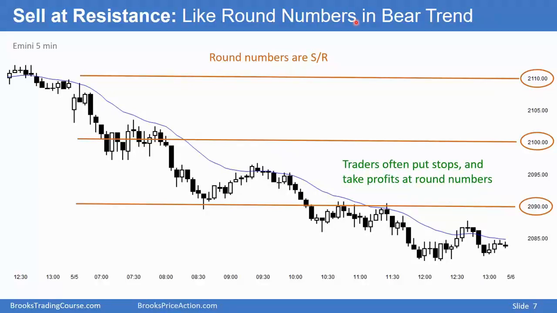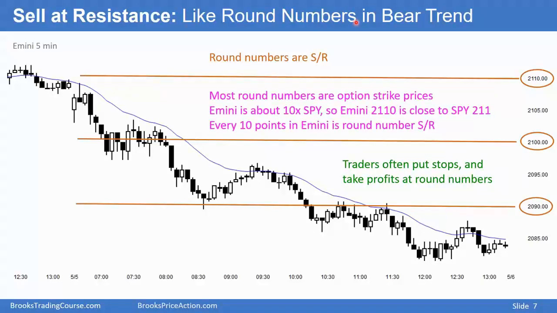Traders often put stops or profit targets at or slightly beyond round numbers, and therefore trading is taking place and it creates support and resistance. Also, you have the issue of option strike prices. The price of the E-mini is about 10 times as great as the Spider. E-mini of 2110 is close to Spider 211, and 211 is an option strike price. 212, 213, 210, all option strike prices.